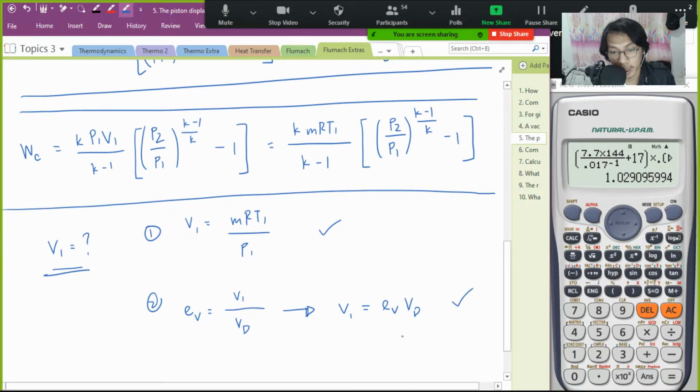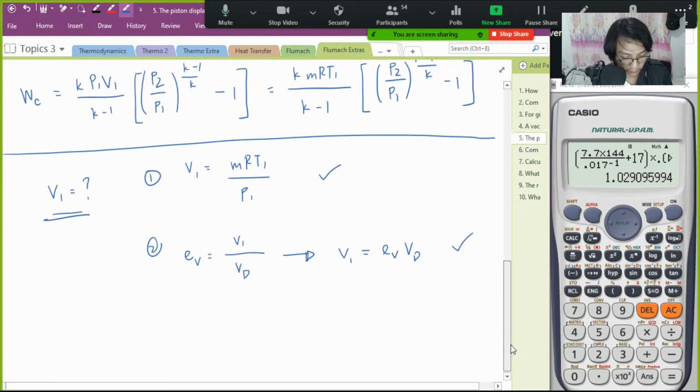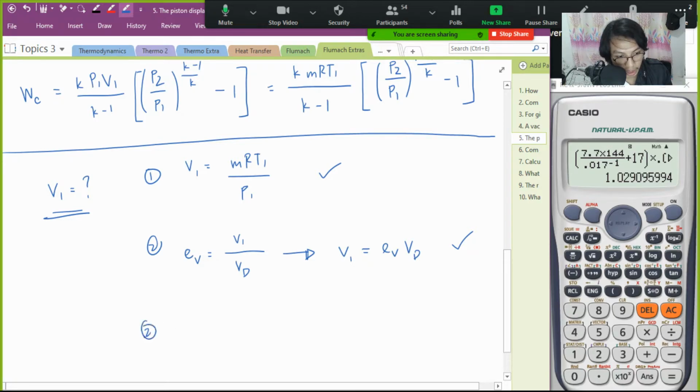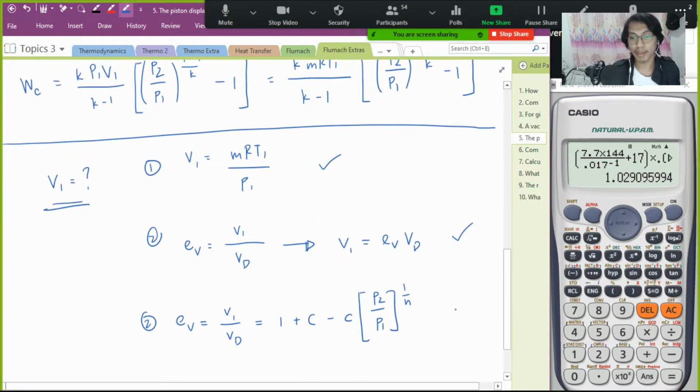Ito yung second equation. Or, kapag binigyan ka naman ng clearance, okay? Di ba EV is equal to V1 over VD. And also, yan is equal to 1 plus the clearance minus the clearance multiplied to P2 over P1 raised to 1 over N or 1 over K. Ito yung third equation. Pero mostly, ito lang yung dalawang ginagamitan mo niyan.